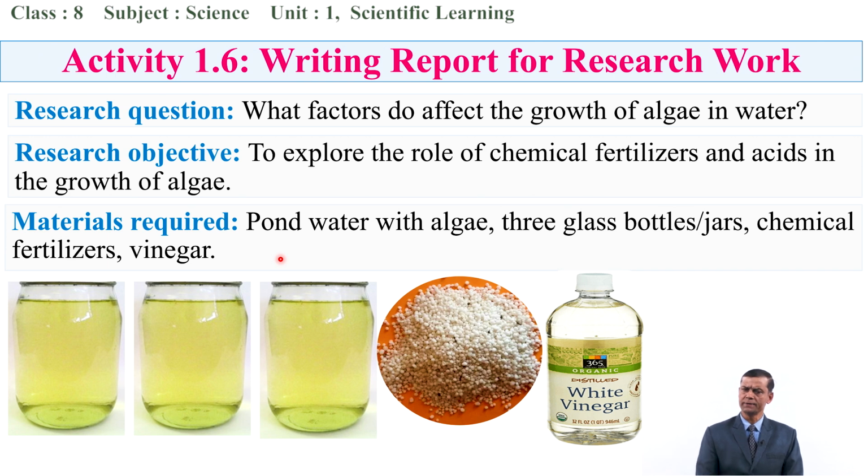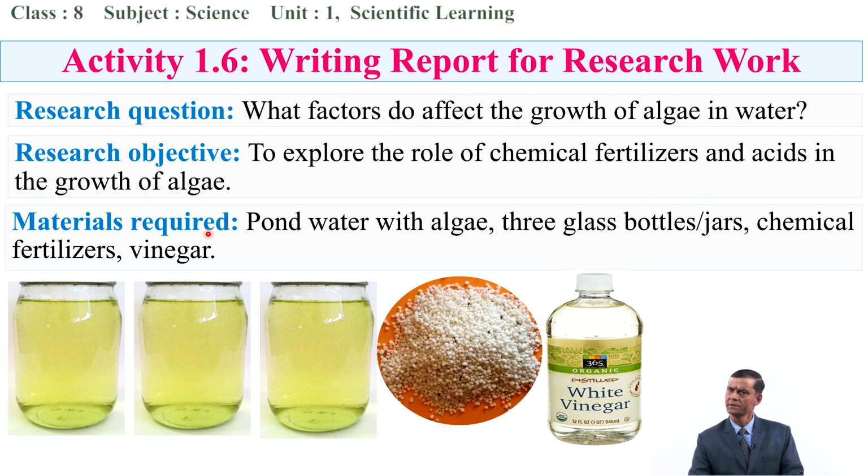The pond water with algae, 3 glass jars or bottles. We have used 3 glass jars or bottles here. Then chemical fertilizer and vinegar. Vinegar is an acid, a weak acid. Yes. Now after this is writing the research report. Look here, writing report on research. We have to follow these steps. First step, research question. Second step, research objective.